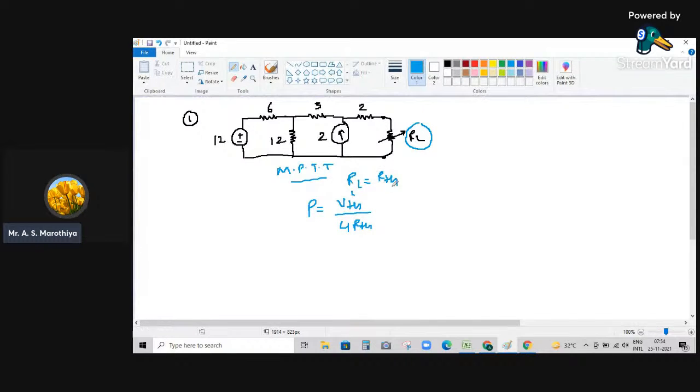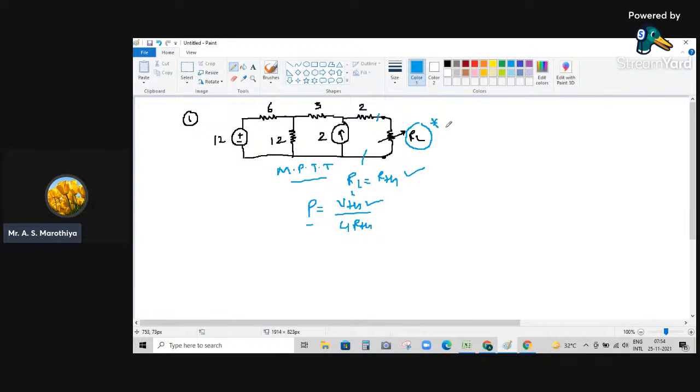So first of all, what we need to do is find its Thevenin's equivalent network across this load terminal or across this connected load. So we need to find the value of RTH. Then we need to find the value of VTH. Once you know the value of VTH and the value of RTH, we can easily find the value of this power. It is nothing but the maximum value of power supplied by this particular network to this connected load. So this I'm going to give as an assignment to you. Take your time, try to solve this particular numerical.